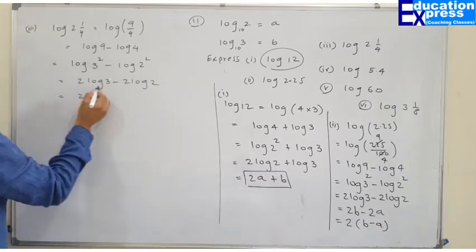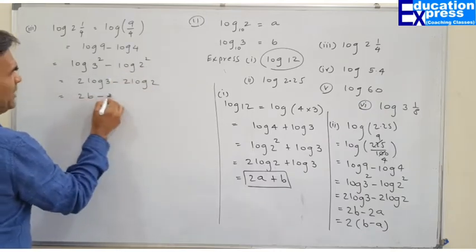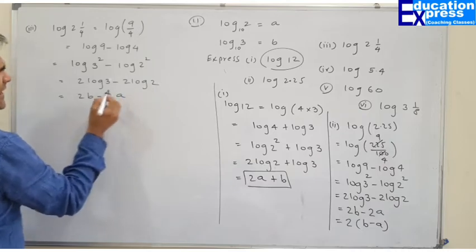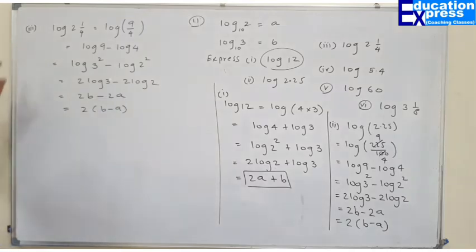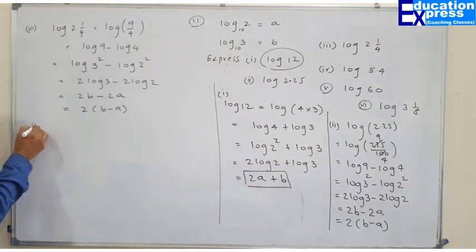What is the value of log 3? B. Minus, what is the value of A? What is common? 2. B minus A. Third part, same way we will do fourth part also.